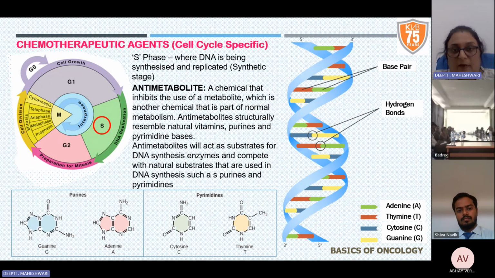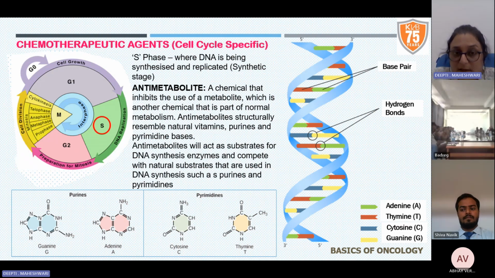So these antimetabolites act on the S phase. Though they represent vitamins, purines, and pyrimidines, they will enter in the S phase and be taken up by the cell, but they will not allow the DNA replication to take place.